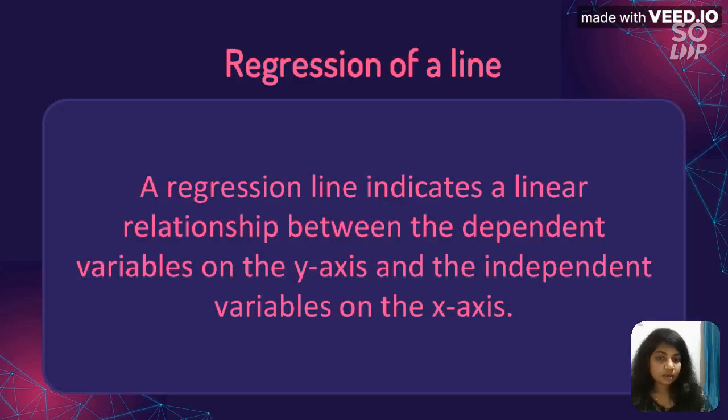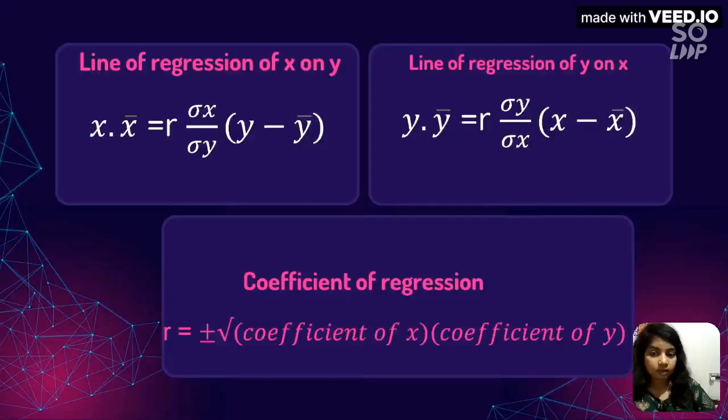Regression of a line. A regression line indicates a linear relationship between the dependent variable on the y-axis and the independent variable on the x-axis. Here we have the formula to find the regression of x on y and y on x, and also the coefficient of the regression, which is denoted by r.